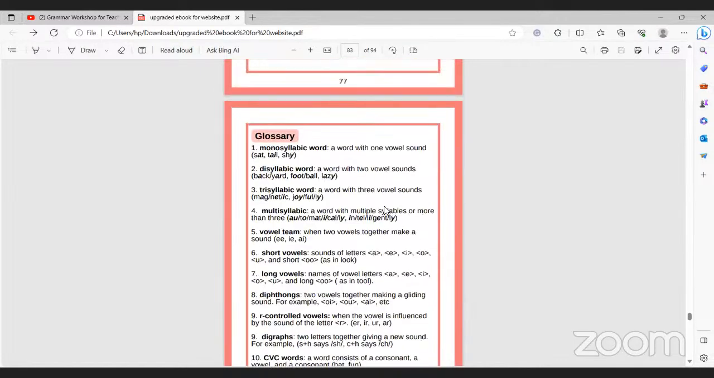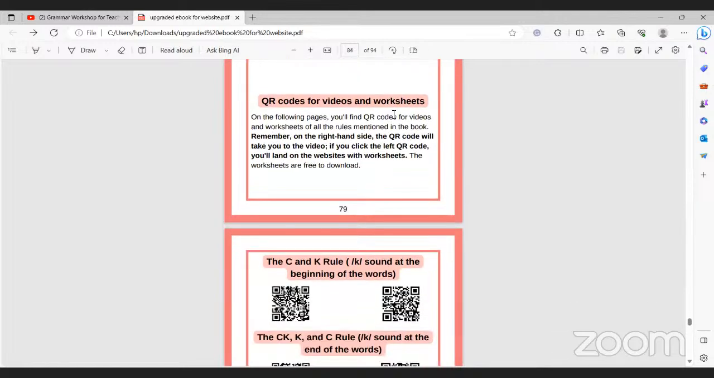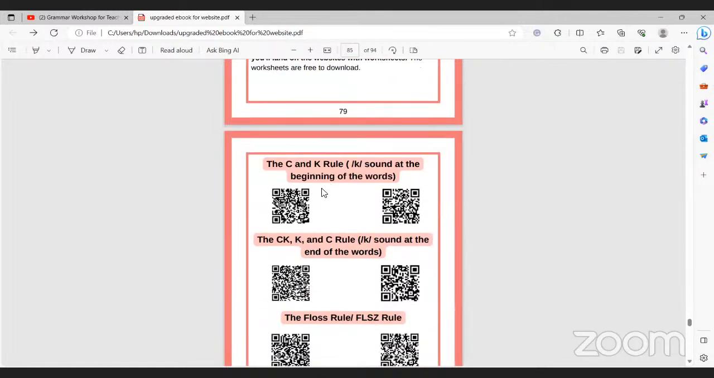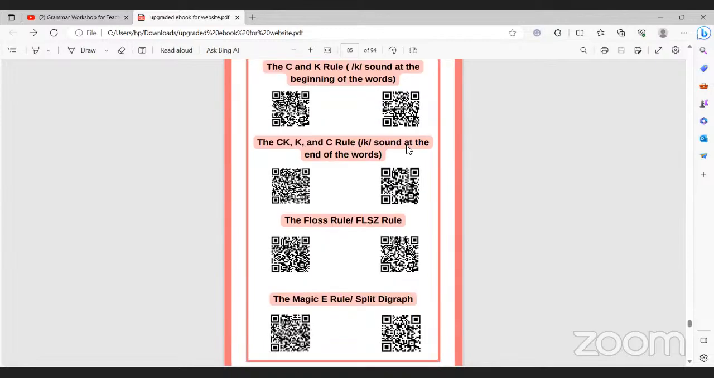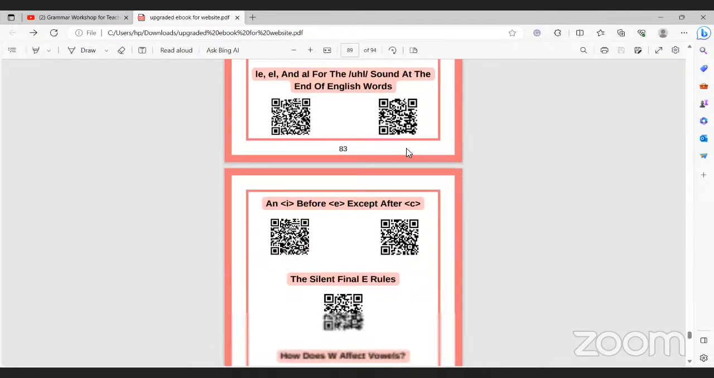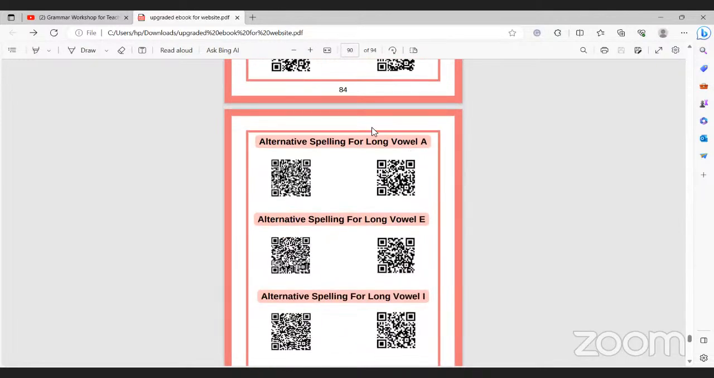Here is a glossary, if someone is new and doesn't know about a monosyllabic word or a disyllabic word. And then QR codes for videos and worksheets. If you have the paperback version, you can scan this with your computer or mobile and go to the website to get the video and the worksheet. And here you can go to the YouTube channel to watch the video. This is how it works. Okay, so this is good.